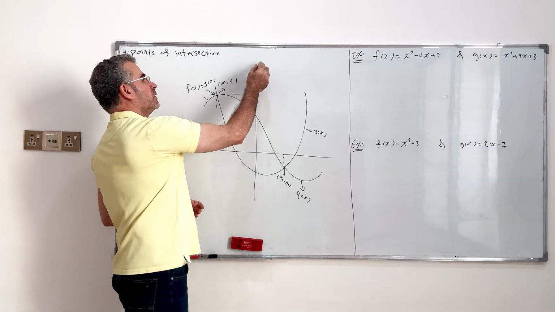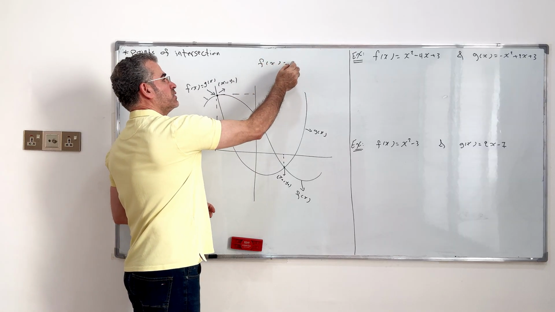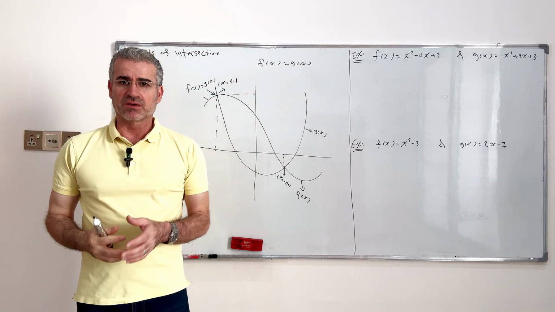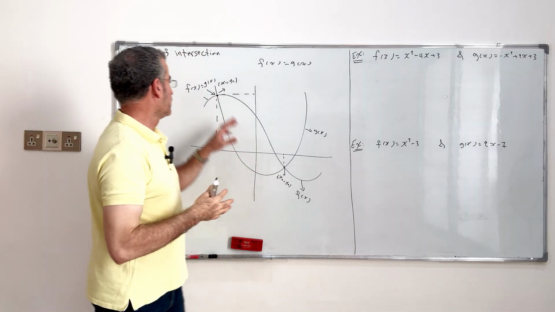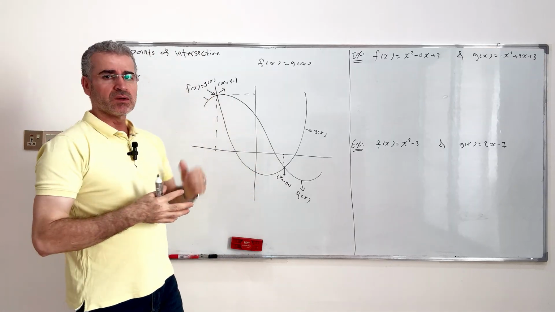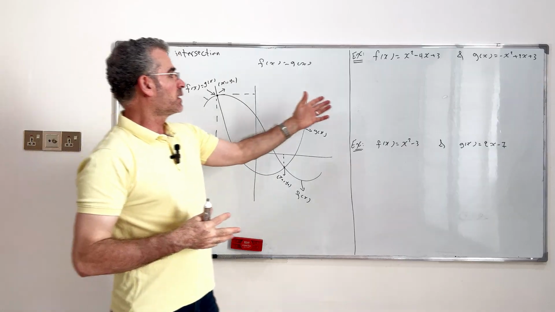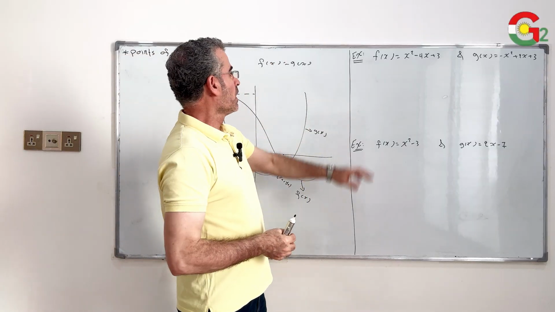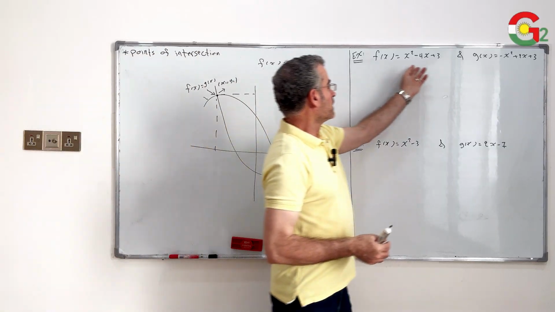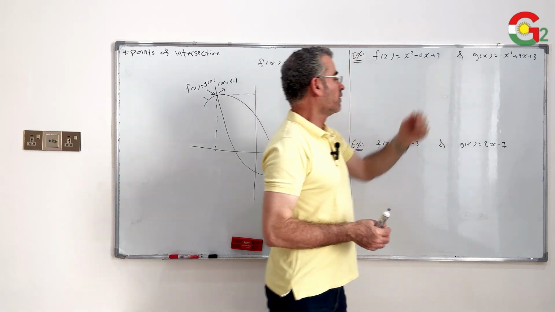If we set f of x equal to g of x and solve this equation for x, then we find not only this point but all points of intersection of these two graphs. Let us take an example. Find the points of intersection of these two graphs.